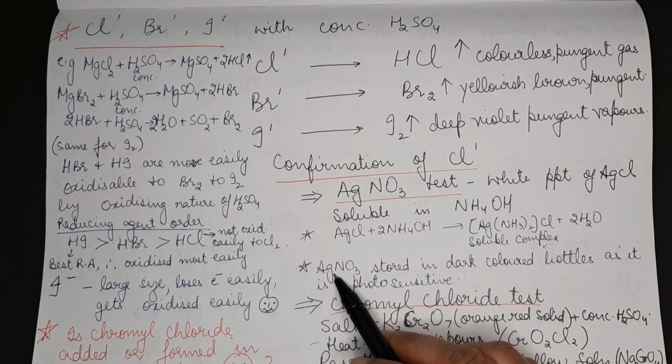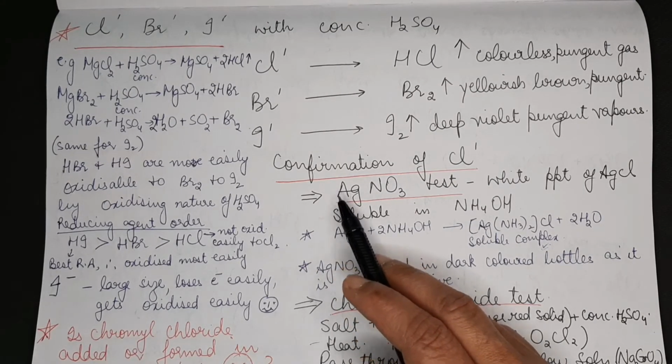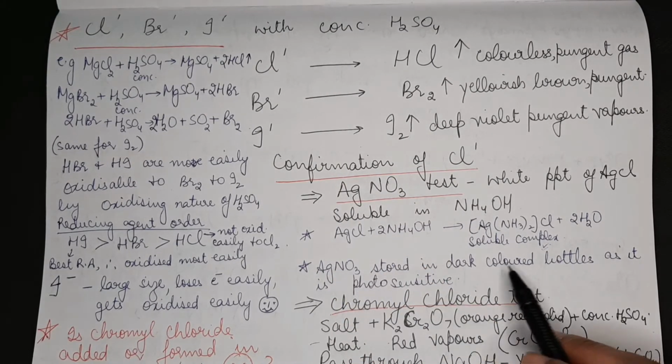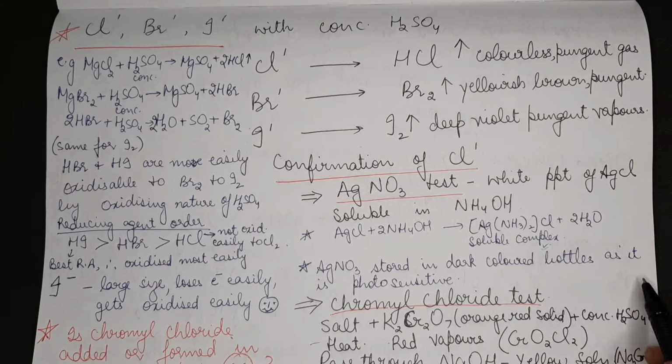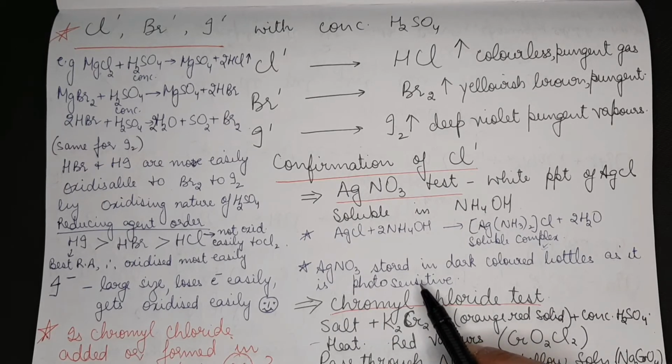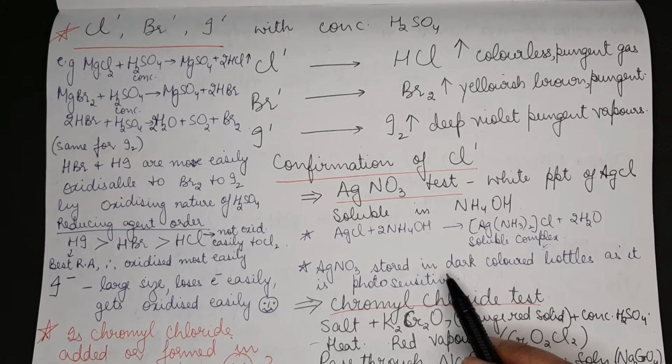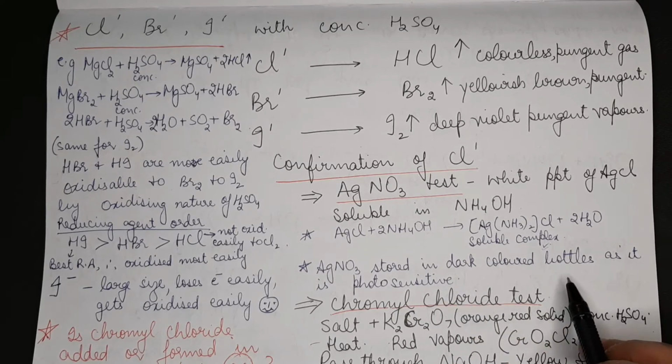Then another question that can be asked is about the silver nitrate reagent. Silver nitrate reagent is stored in dark colored bottles. Why? Because it is photosensitive, right? It gets affected by light. So it is stored in dark colored bottles.